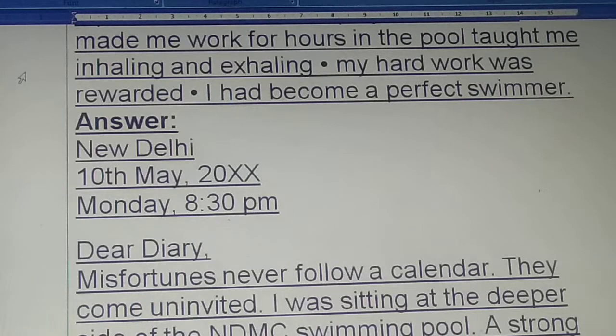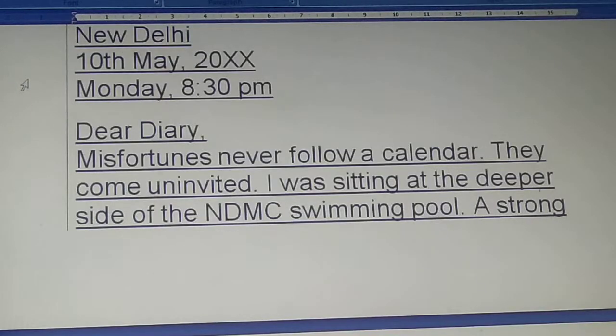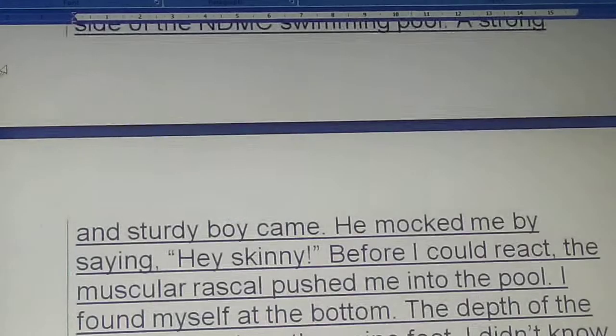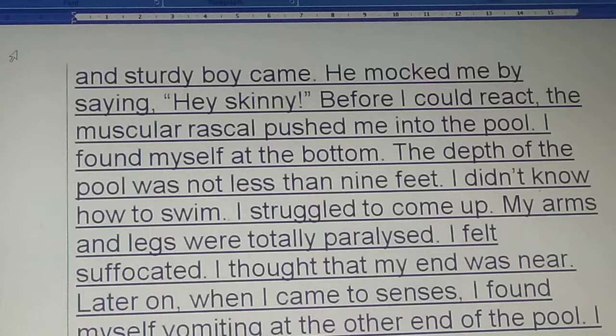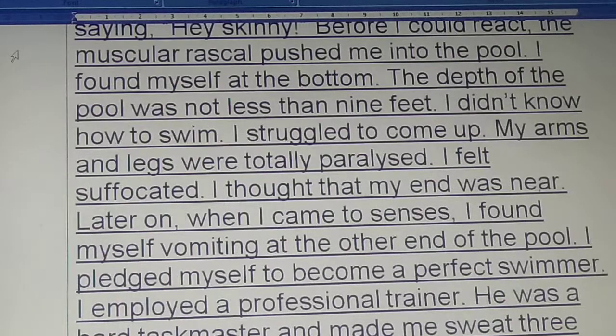Misfortunes never follow a calendar. They come uninvited. I was sitting at the deeper side of the NDMC swimming pool. A strong and sturdy boy came. He mocked me by saying, "Hey, skinny," means he was teasing. Before I could react, the muscular rascal pushed me into the pool. I found myself at the bottom. The depth of the pool was not less than 9 feet.